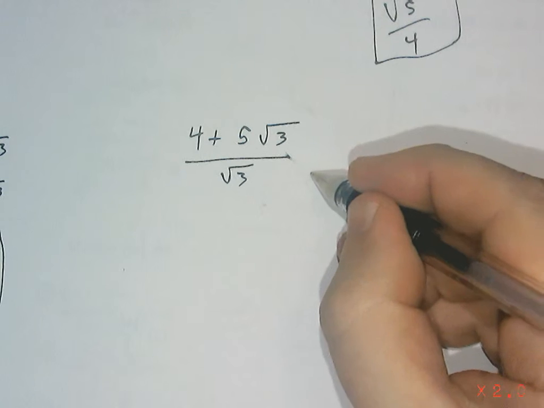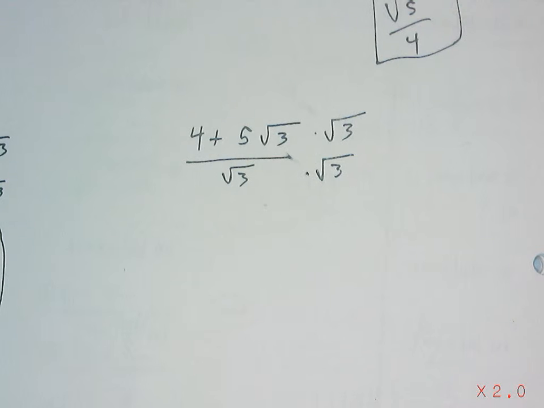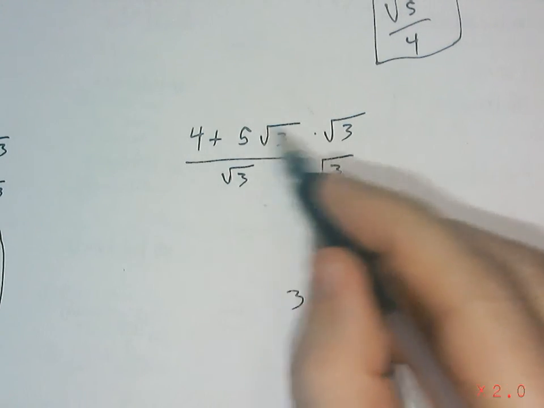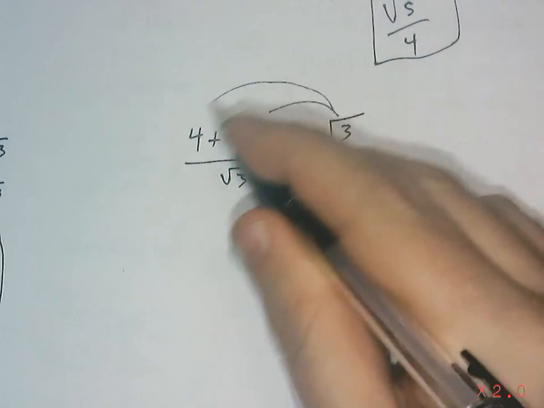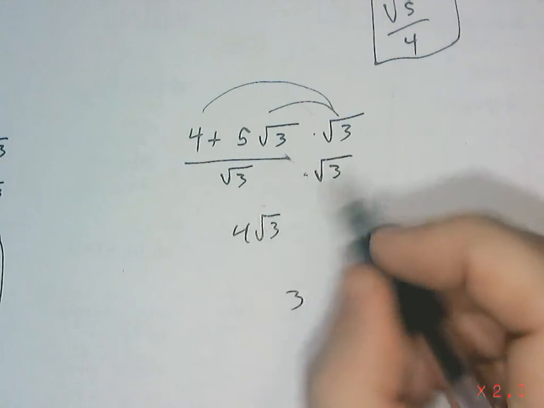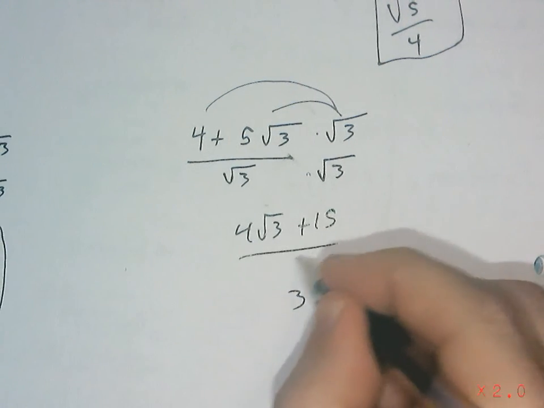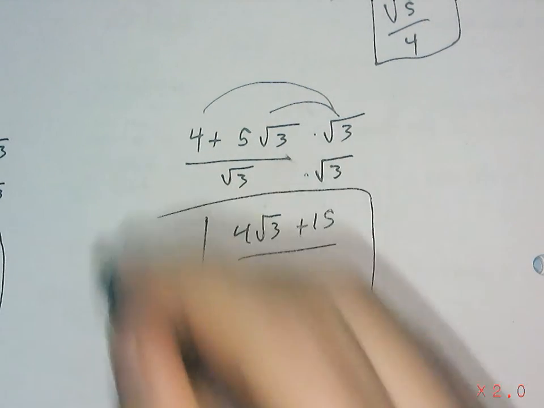So again, I just got to rationalize it. So I got to multiply it by square root of 3. And again, that's going to go to both of these. When I multiply by the square root of 3, it just becomes 3. Same here. And then 3 times 5 is 15. And then multiply it by the 4 as well. So I get 4 times square root of 3. And then that becomes 3 and 15. So plus 15 all over 3. Now, there's no common multiple in all those, so again, that's as far as I can go.